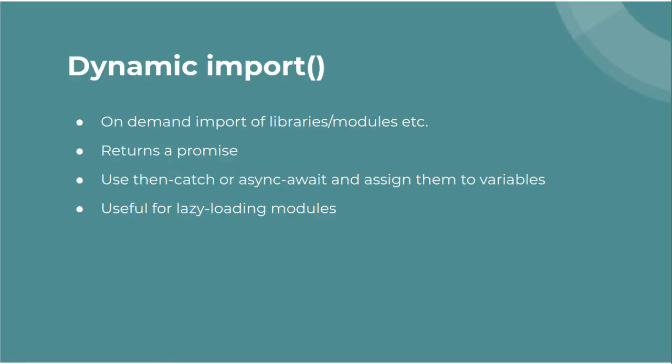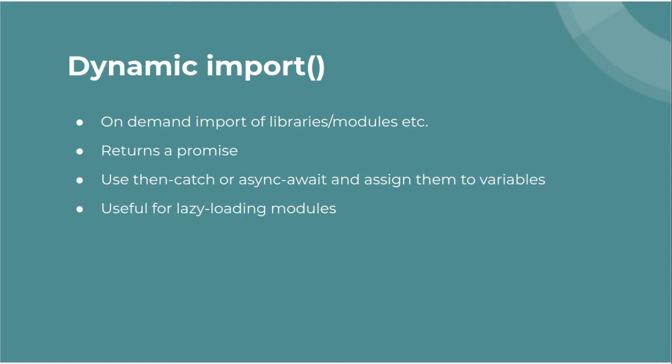Next in the list is dynamic import, which is on-demand import of libraries and modules. Dynamic import returns a promise which can be resolved and then assigned to a variable which can be used later on. It is very much useful in lazy loading modules, which helps to increase the performance of the website. We have discussed this in the React lazy video, so for those of you who are React.js developers, you can go ahead in the cards and see how lazy works.